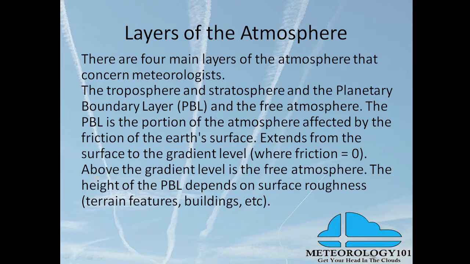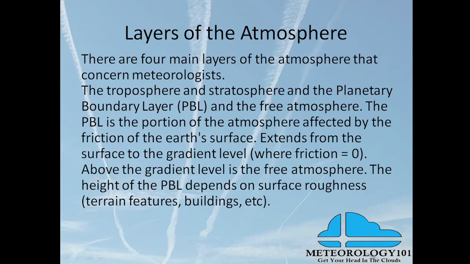Anything that causes friction with the wind is the planetary boundary layer. So that's going to be buildings, trees, mountains. Now your planetary boundary varies with height depending on the roughness of that surface.